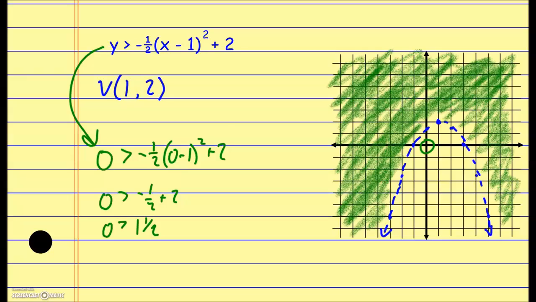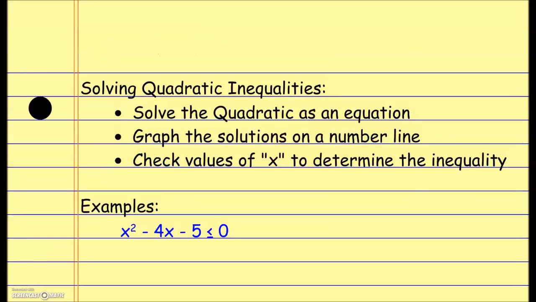Okay? If we look at these algebraically without drawing a graph, here's how we're going to solve quadratic inequalities. All right, we're basically going to solve the quadratic as an equation. We're going to act like there's an equal sign here, and I'm just going to solve it the way I've always solved it, either by factoring, completing the square, or my quadratic formula. Then I'm going to graph the solutions on a number line. So I'm going to plot those two solutions on a number line, or one solution, depending on how many solutions I have. And then I'm just going to determine the inequality by testing x values.